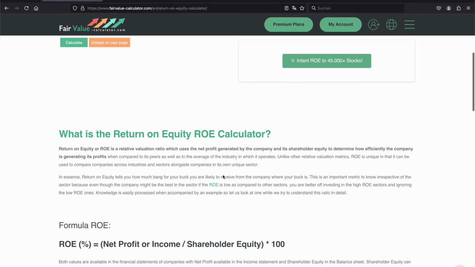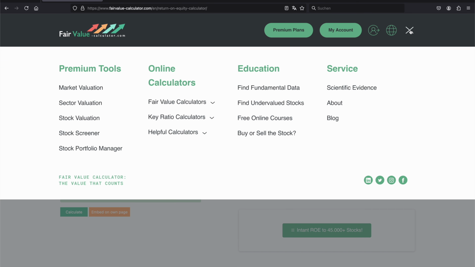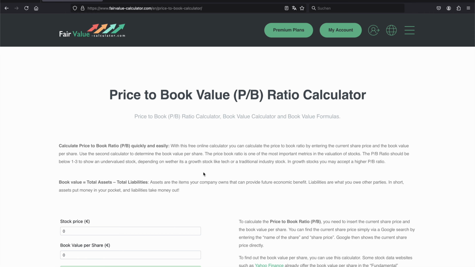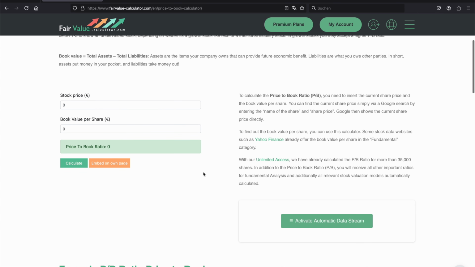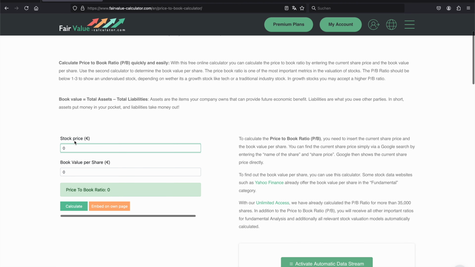When analyzing the P/B ratio, it's also important to compare it with industry averages and the company's historical performance to determine whether the valuation is justified. To calculate the P/B ratio easily, tools like the price-to-book ratio calculator on fairvaluecalculator.com offer a straightforward solution.